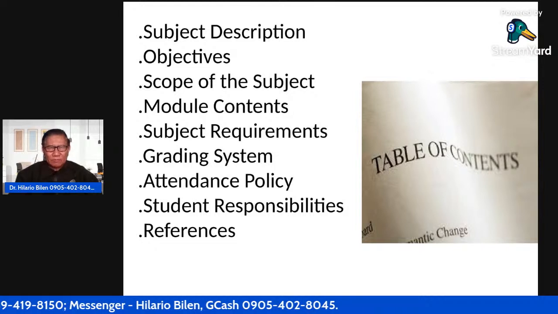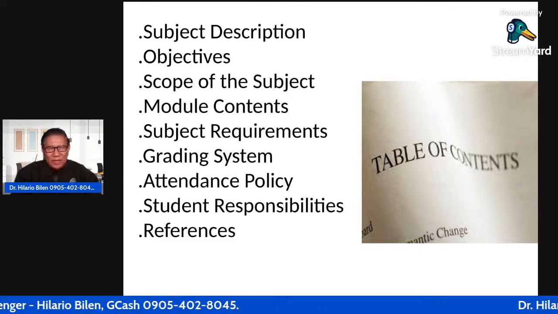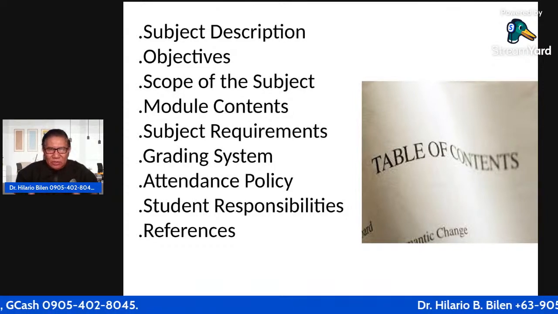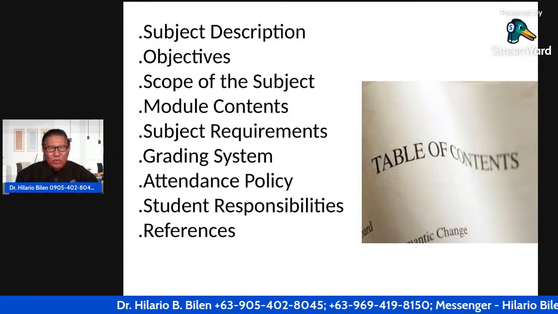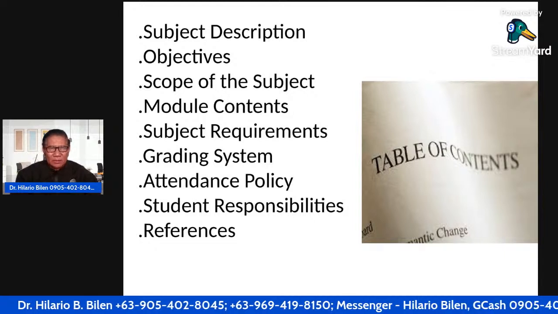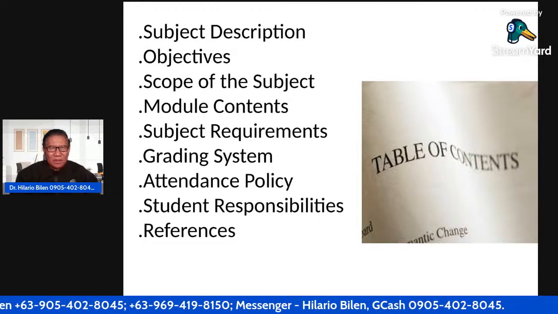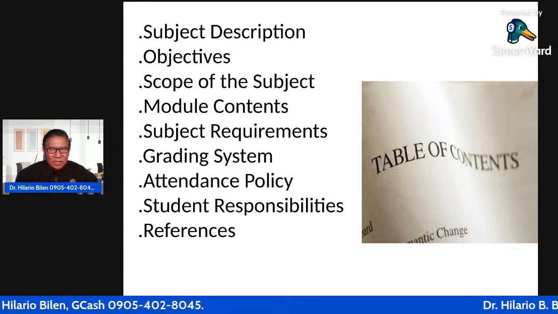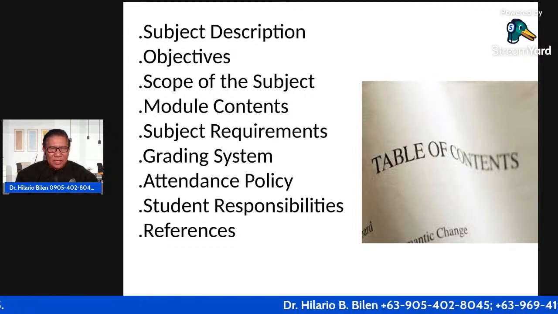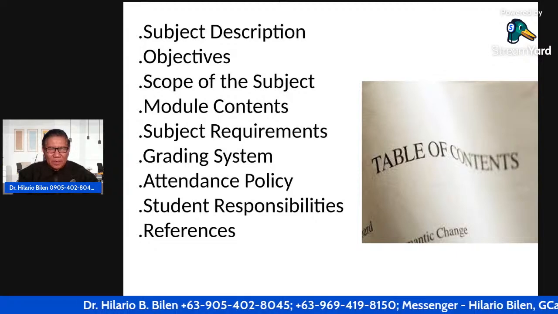Now, we will be tackling these, the table of contents of the subject. So let's talk about what we discussed a while ago: the subject description, the objectives, the scope of the subject, the module content, the subject requirements, the grading system, the attendance policy, the student responsibilities, and the references.